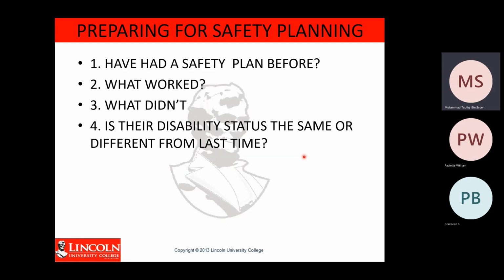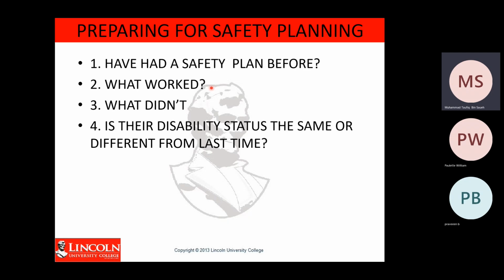All right, so preparing for safety planning. When you want to make your safety planning, you must check these things first. First of all, have you had a safety plan before? Do you already have a safety plan? If you already have one, what had worked, that is, which procedure had worked to prevent any accident. So you must identify which procedure is good to be implemented again.